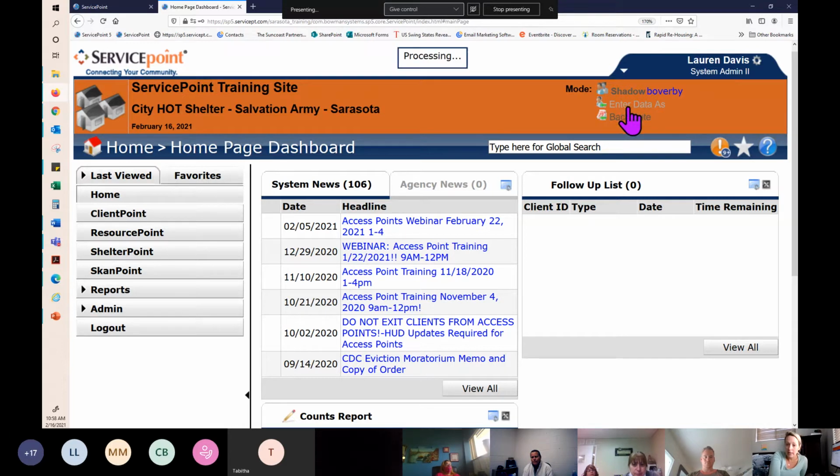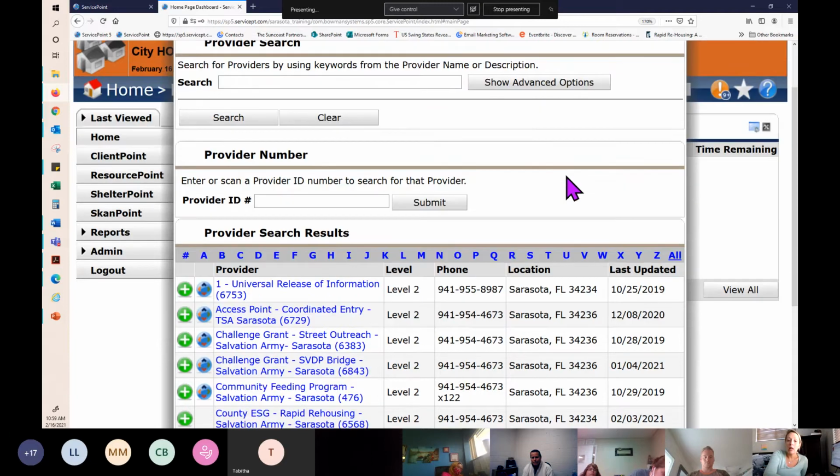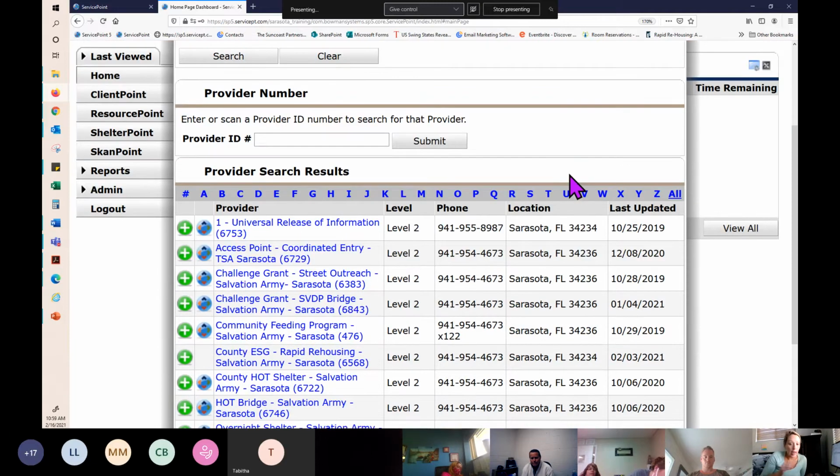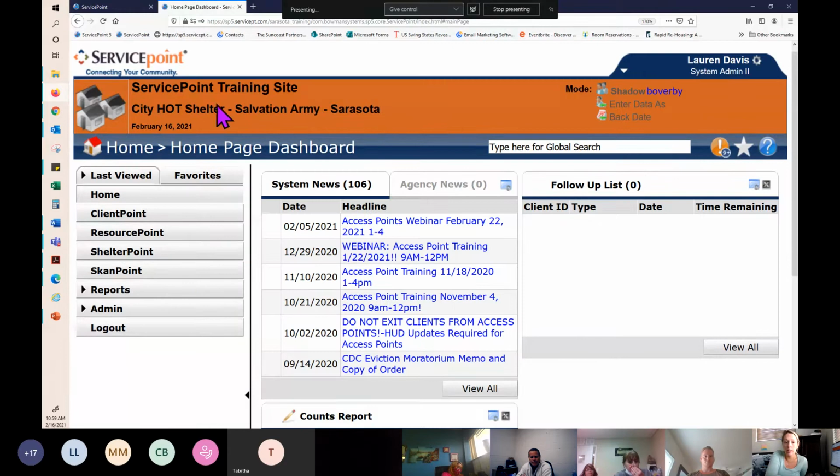Your enter data as is one of the very first steps. It is the first step in entering data correctly into CSIS. You want to make sure that you are collecting data and you're entering it into the right program. Because if we don't enter data as the right program, we are going to be entering our clients into our default project. So no matter what, anytime Brian logs in, he is automatically entering data as this City Hot Shelter.